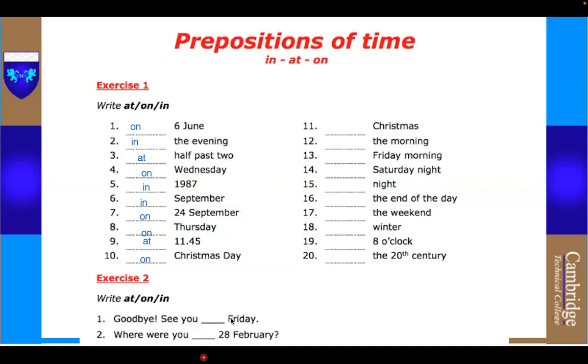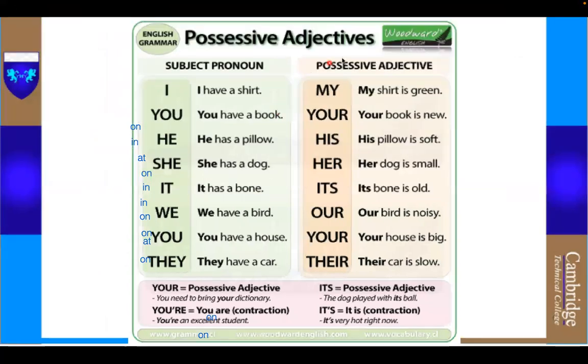Let's do the last one here. Last one. Friday. Friday is a day, so on. Yes. Last one. Where were you? On 28 February. Very good. Moving on to the next exercise.